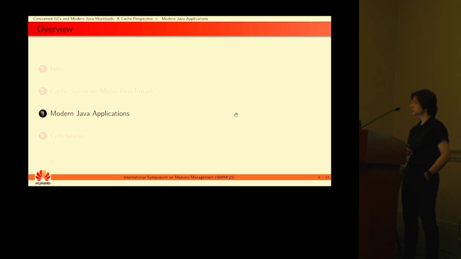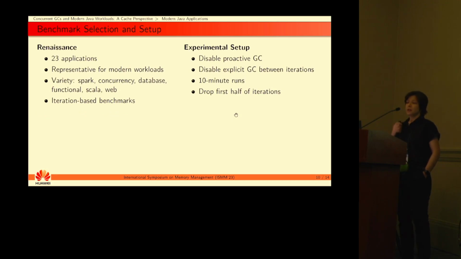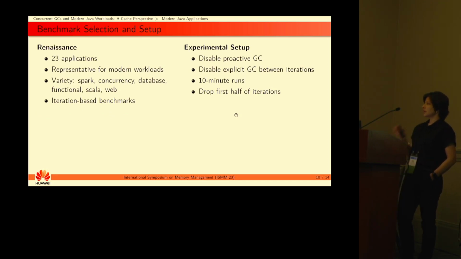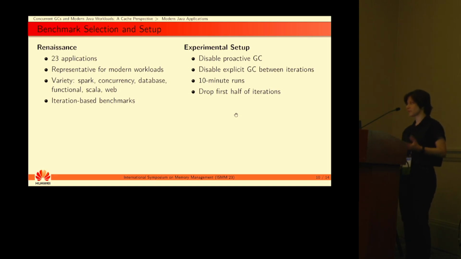So we went on to look at more real-world applications. For this, we chose Renaissance. There are a lot of applications, and they come from many classes of software. That's good. They're iteration-based, which is even better for our experiments. It's important to know that we disabled the GC in between iterations in Renaissance, because if we left it there, then there wouldn't be iterations with GC and without GC.